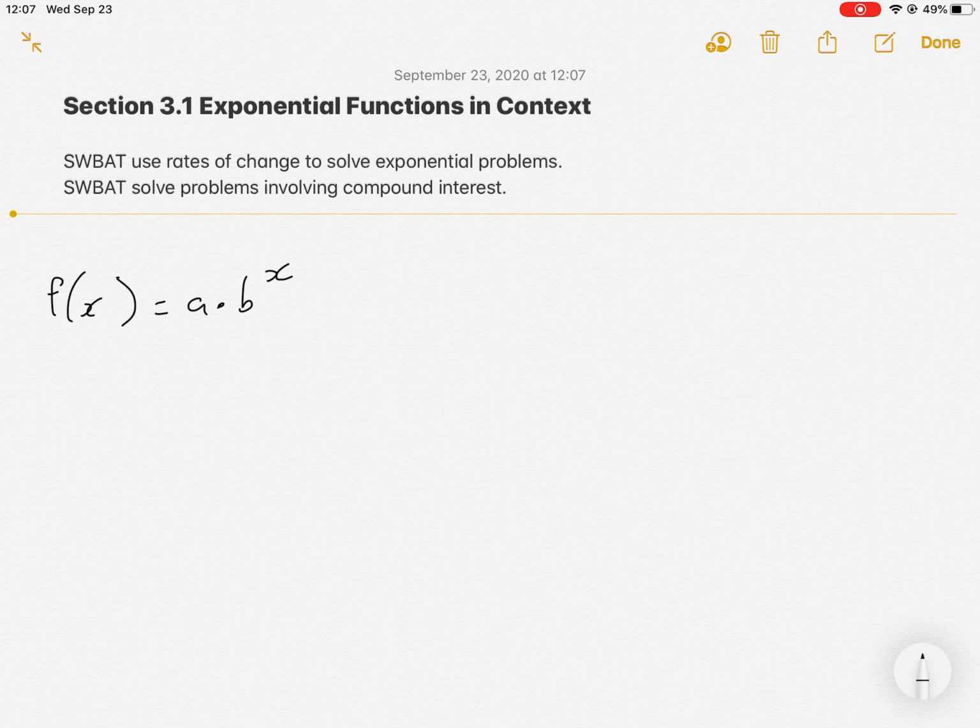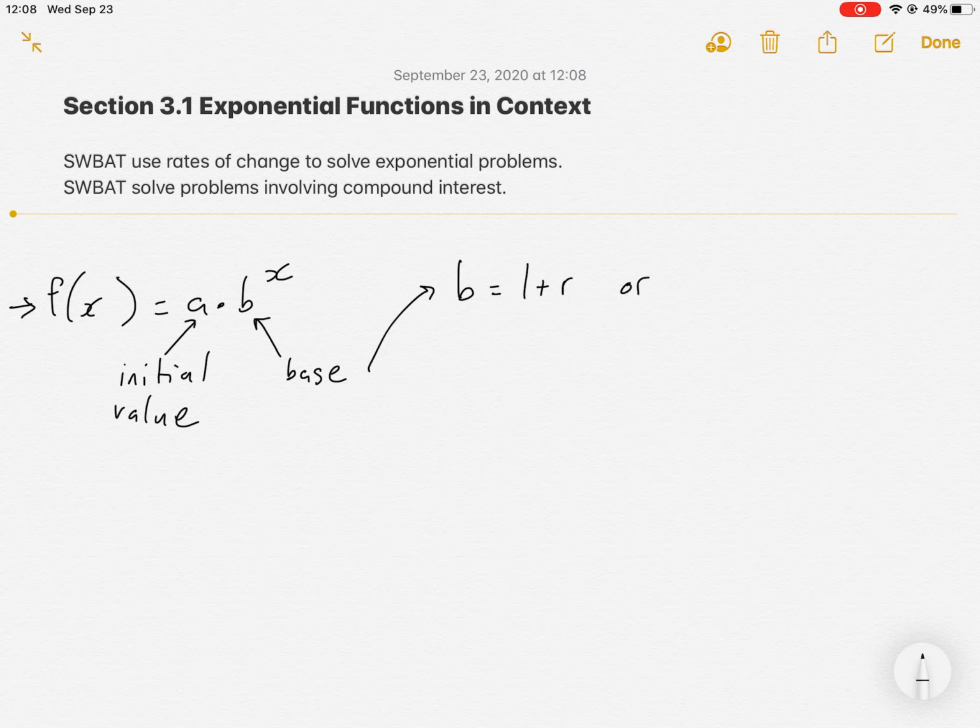So first of all, recall that our exponential function, the general form for it is given by f of x equals a times b to the power of x. Now in this case, a is the initial value, or the y-intercept. We already talked about that, but we haven't really talked about what b is yet. Now, the reason we use b is because that stands for the base of the exponent, but really what's going on here, specifically when we're solving functions in context, is we're going to end up with b equaling 1 plus r, or b will equal 1 minus r.